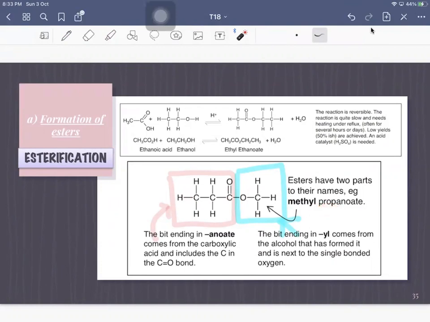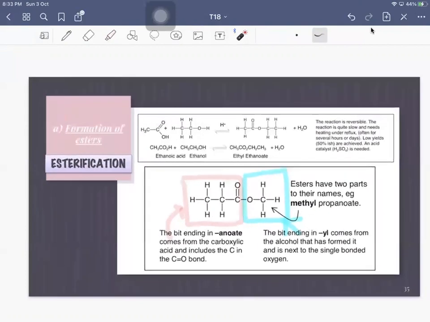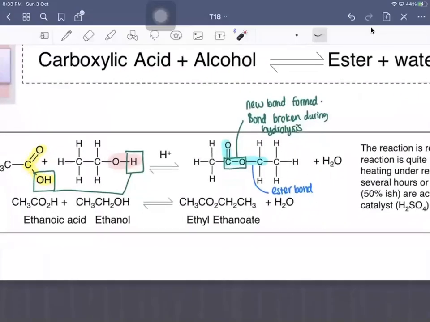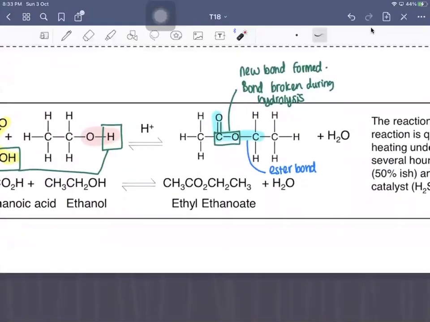Okay, another thing you have to be careful about is the structural formula. Let's see. I think I'll do it here. So you notice that it's CH3COO, CH2, CH3. So that means we start with CH3 over here, CO, and then single oxygen. So you can combine them, CH2, CH3.